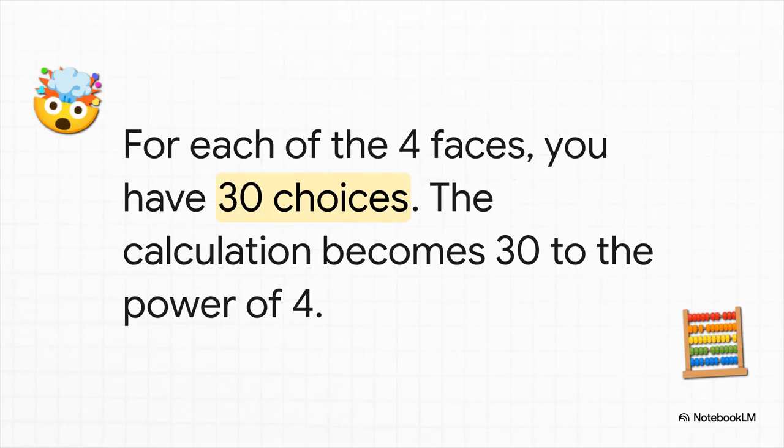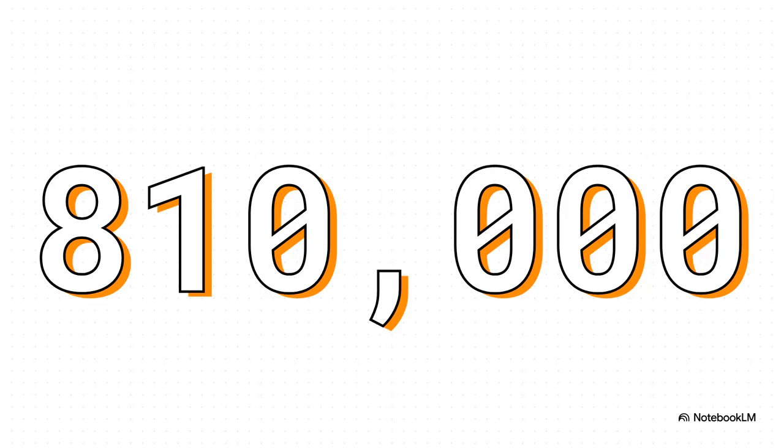Yeah, think about it like this. For that first face, you have 30 different letters you could pick. For the second face, you still have 30 choices. Same for the third and same for the fourth. So the math is pretty straightforward. It's just 30 times 30 times 30 times 30. And what does that give you? A whopping 810,000 unique lettered tetrahedrons. That's insane. From just 30 letters and one little shape, you've created this massive library of almost 1 million different building blocks.